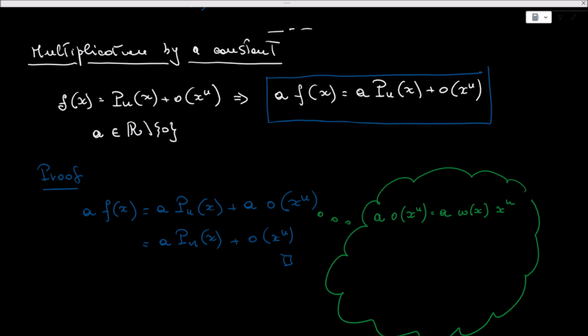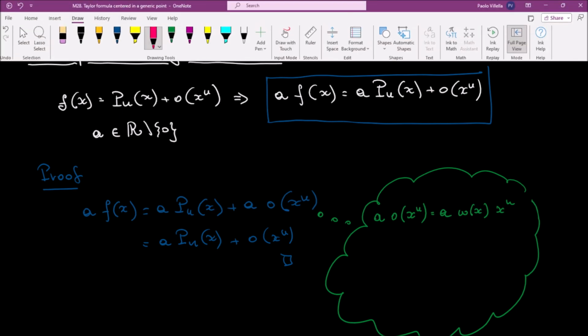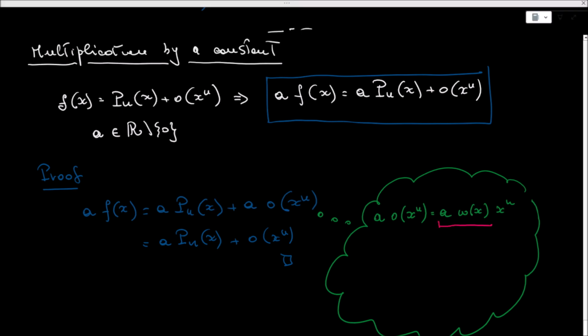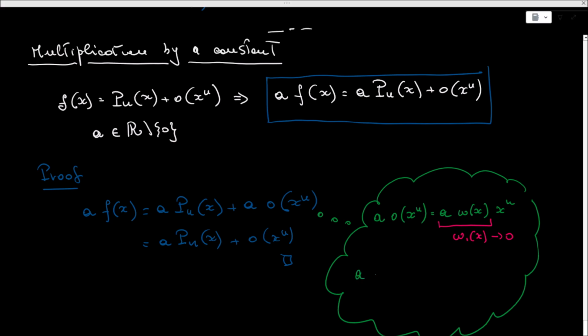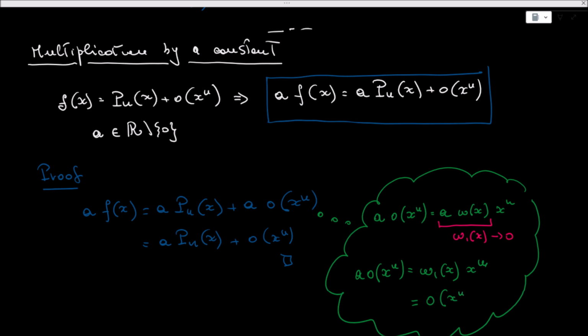So we can now pick these elements and call this omega 1 of x, and we see that this is clearly something that goes to 0. Now that implies that a times little o of x to the n can be expressed as omega 1 of x times x to the n, with omega 1 of x that goes to 0. But this means that this is nothing else than little o of x to the n. And this concludes the second proof.